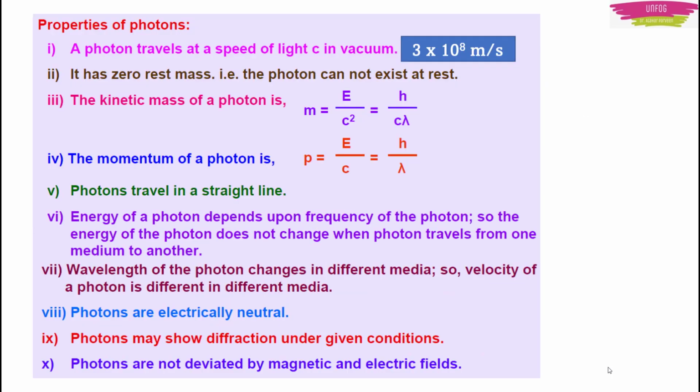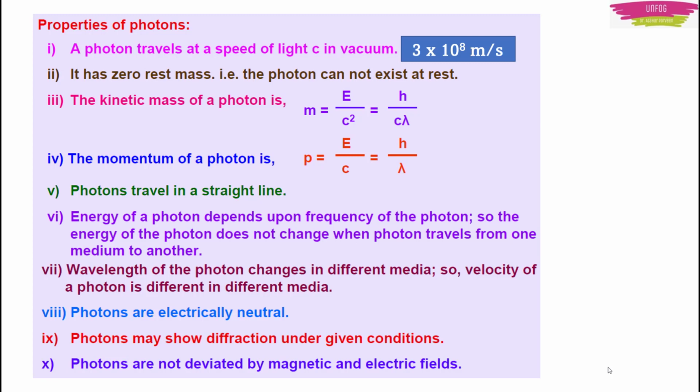Now let's talk more about photons. What are the properties of photons? Because unless and until we know the properties of photons, we cannot relate to what we call the photoelectric effect. Now, photons travel at the speed of light, which is c, and this speed will be there even in vacuum. This speed is equal to 3 into 10 raised to 8 meters per second, as we are telling it often.